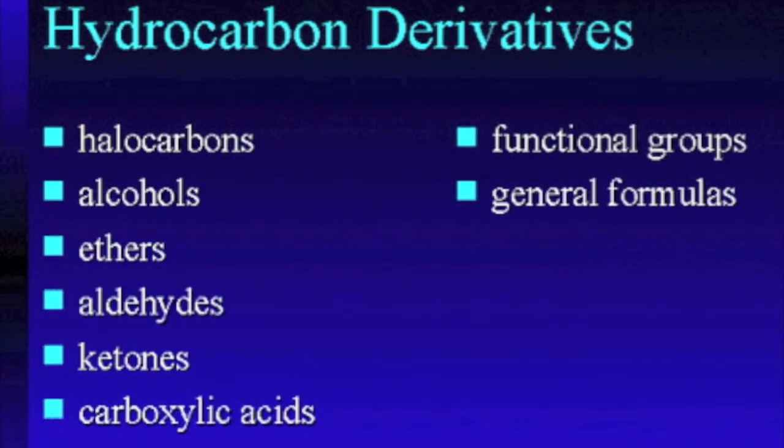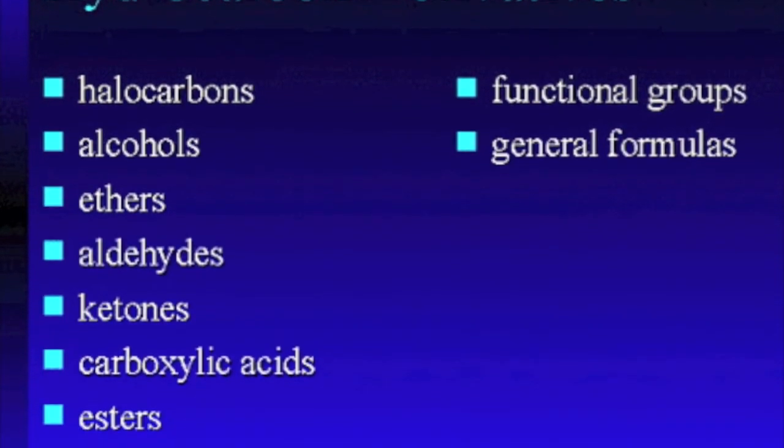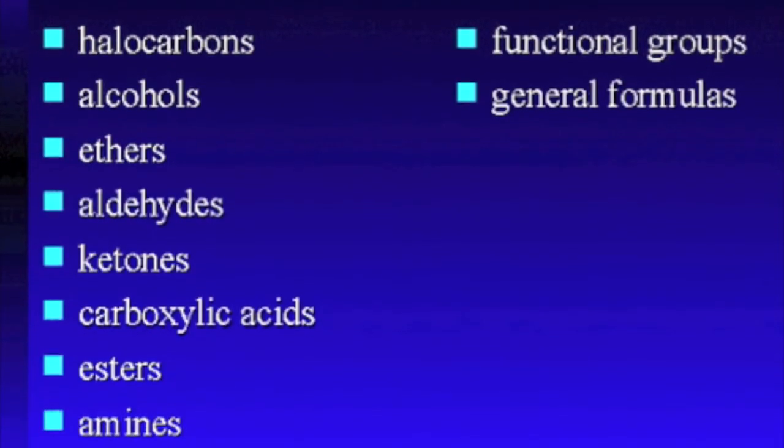A hydrocarbon derivative is a compound of carbon molecules that has at least one other element that is not hydrogen.